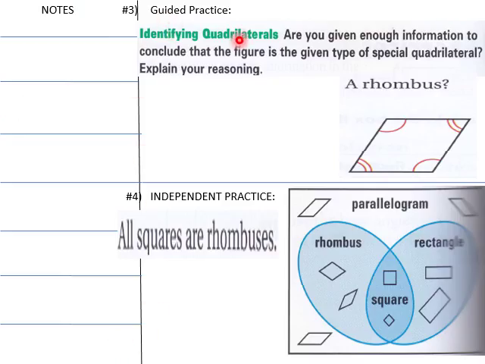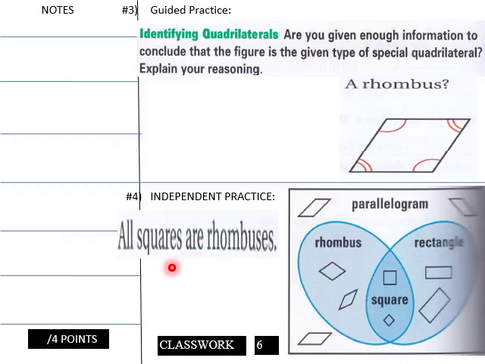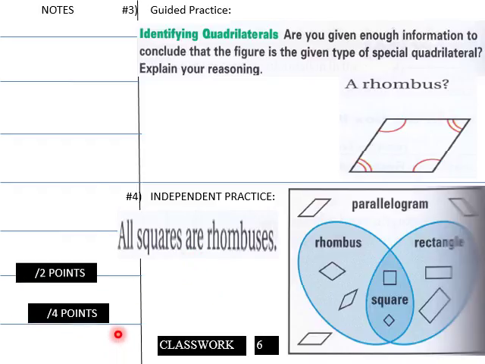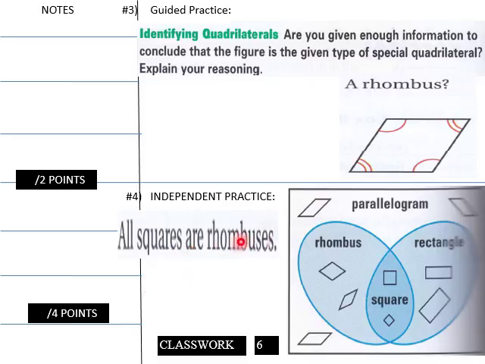Okay, next one to practice here. Are you given enough information to say this is a rhombus? Are all squares rhombuses? Explain your reasoning. Are all squares rhombuses here? 5 minutes, students, to do this.